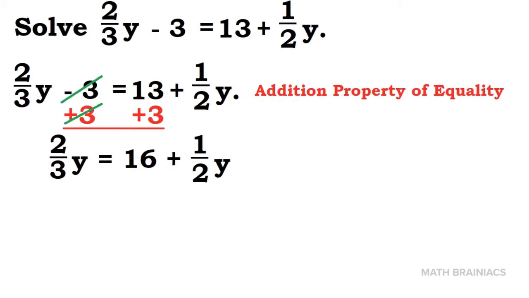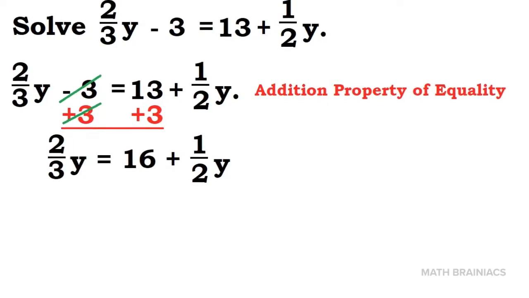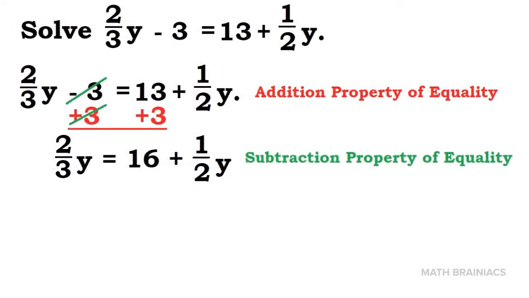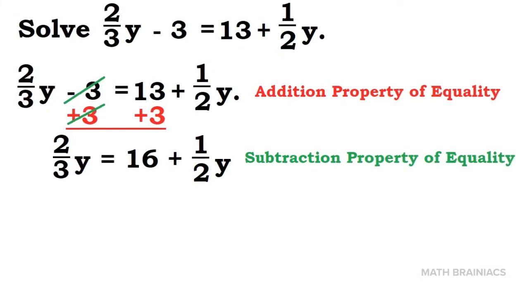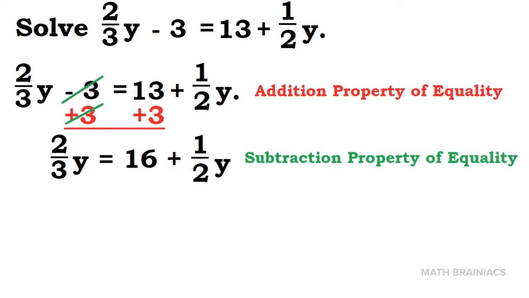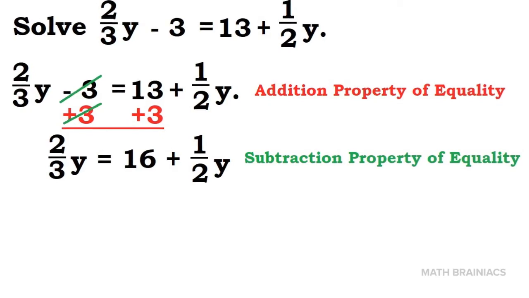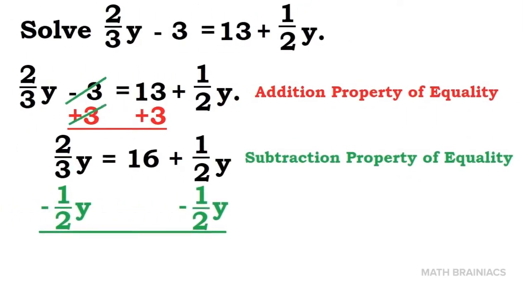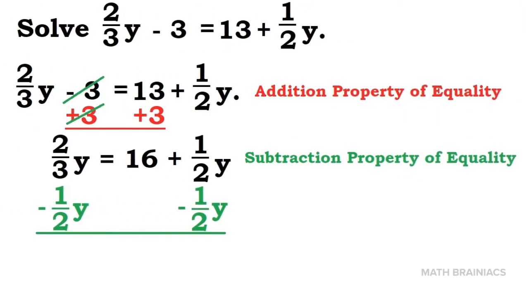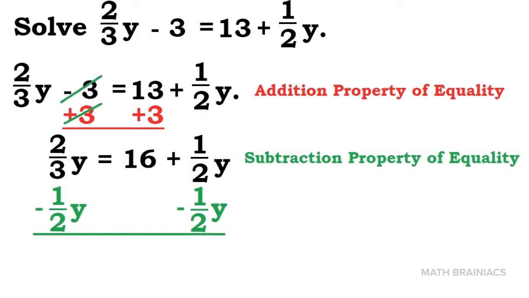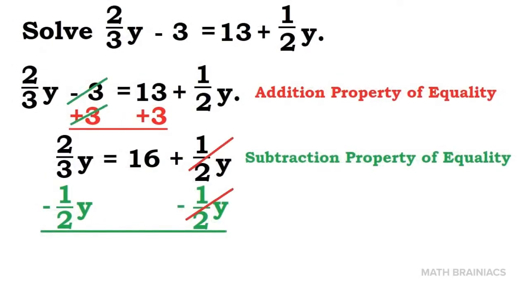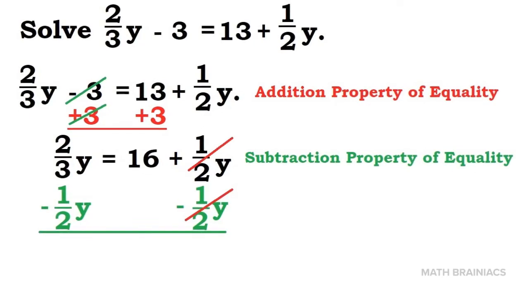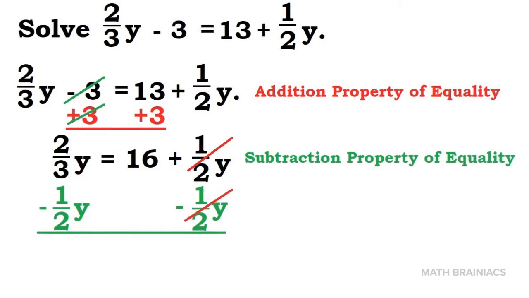Now, what property are we going to use to continuously solve for y? Since we have addition operation on the right side of the equation, we can apply the subtraction property of equality. Accordingly, we can subtract 1/2 y on both sides of the equation. Straight off, we can cancel out 1/2 y on the right side of the equation, and we can work on 2/3 y minus 1/2 y.